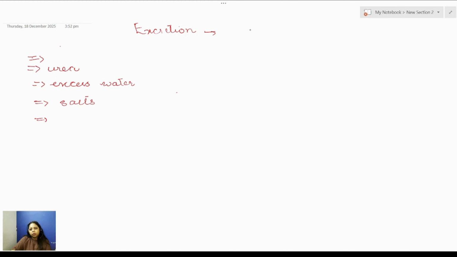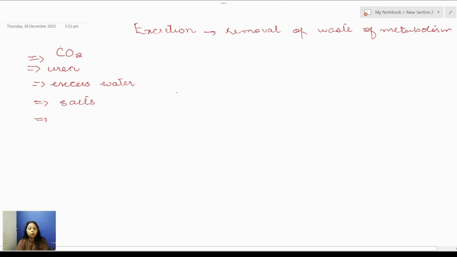It's a removal of waste of what? Metabolism, exactly. When we talk about the metabolism or the metabolic reactions, then carbon dioxide is also one of the wastes. Water is a waste and urea is a waste. Okay, how is carbon dioxide produced by your body? Name one process which produces carbon dioxide. That is respiration.